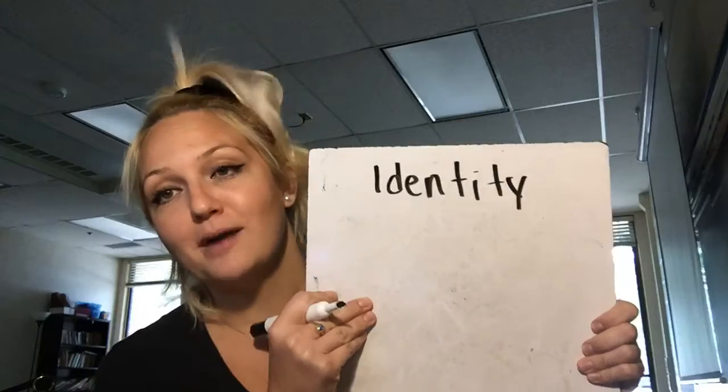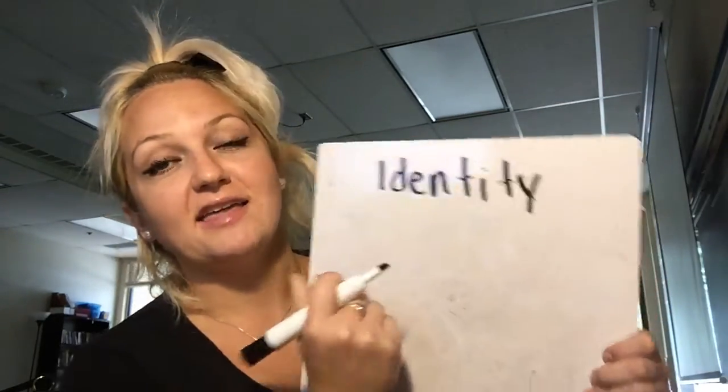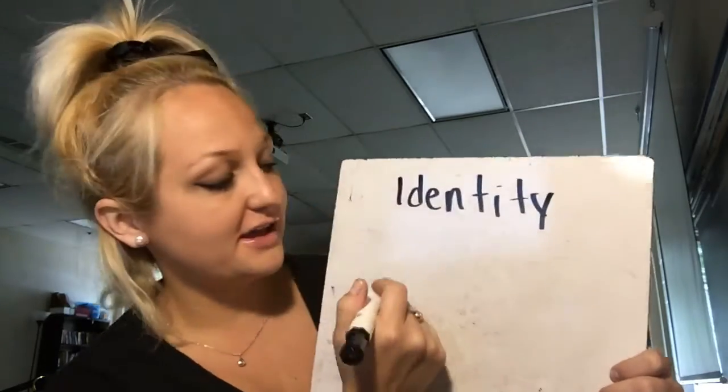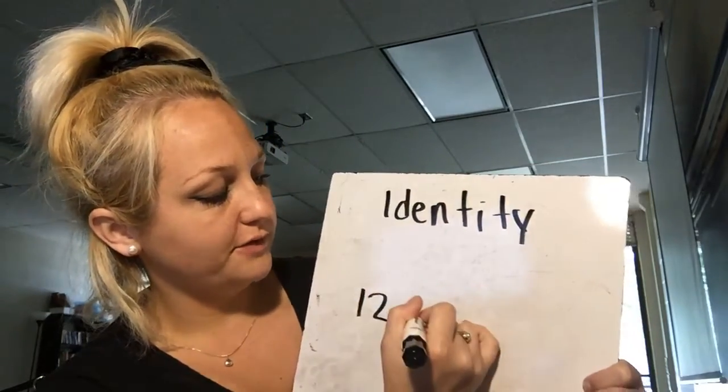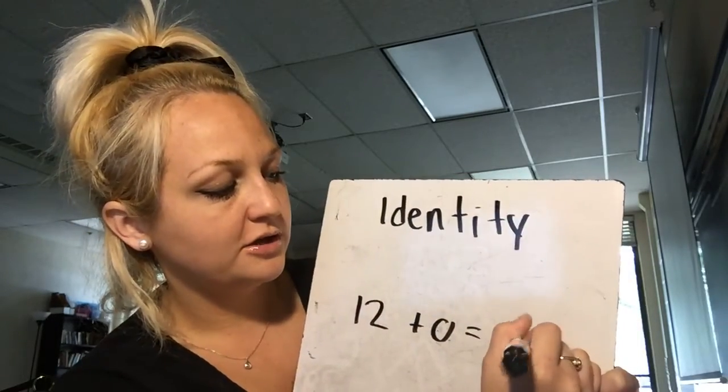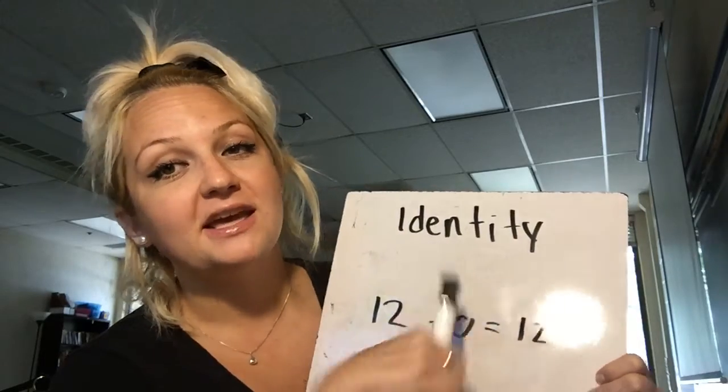So you might have heard like someone get their identity stolen. It's kind of the same thing with math. So the identity property. This property is saying that any number plus 0 stays that number. Okay, so if I have 12 plus 0, what's it going to be? 12, because of the identity property. Doesn't matter what your other number is, as long as it's with 0, it's still going to stay the same. It's not going to change its identity, I guess.